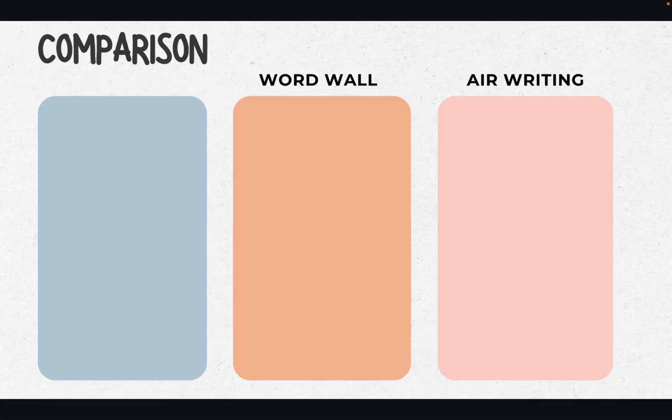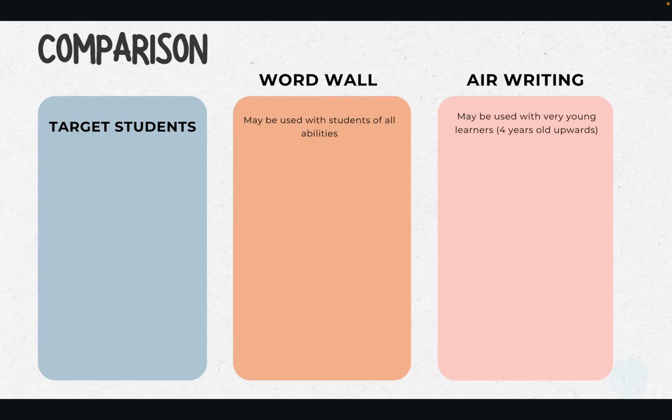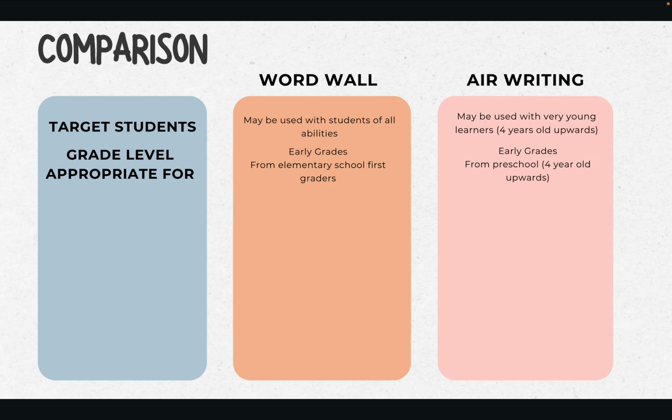Let's compare the two strategies, starting with target students and grade level appropriate for. For word walls, it may be used with students of all abilities, but specifically starting from elementary school first graders. And that's because sound production ability, phonemic awareness, phonological awareness, and knowledge are necessary. Air writing may be started with very young learners from preschool, from 4-year-old upwards.